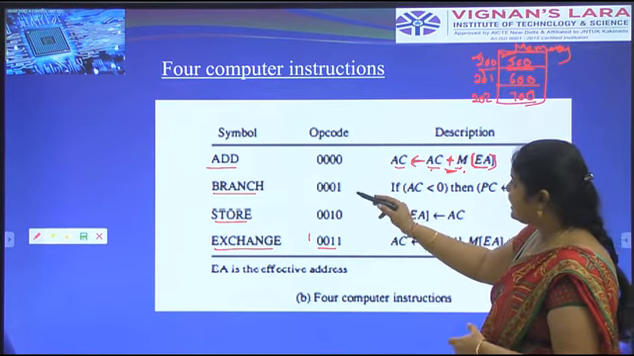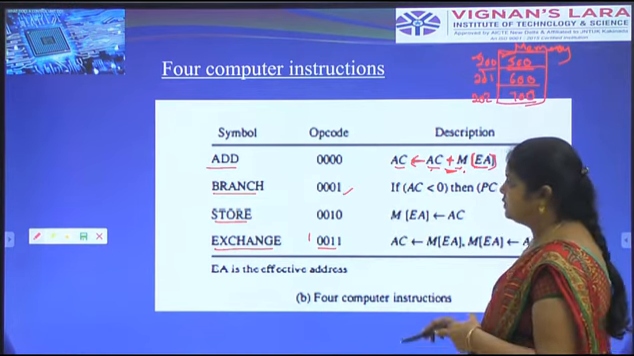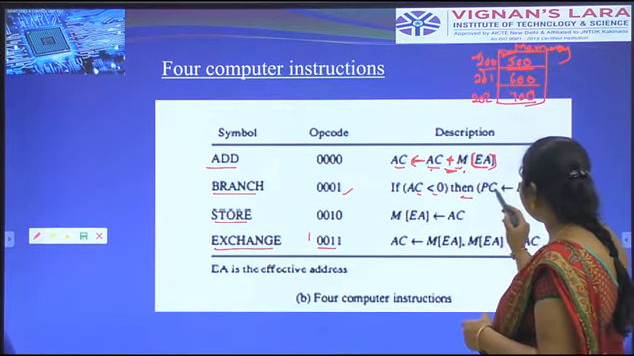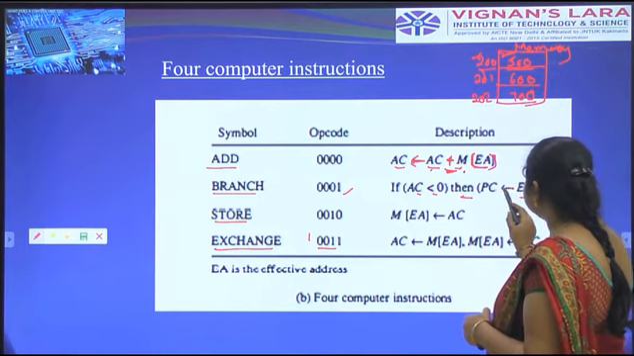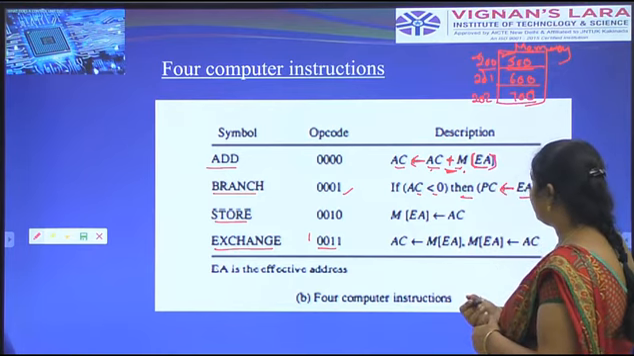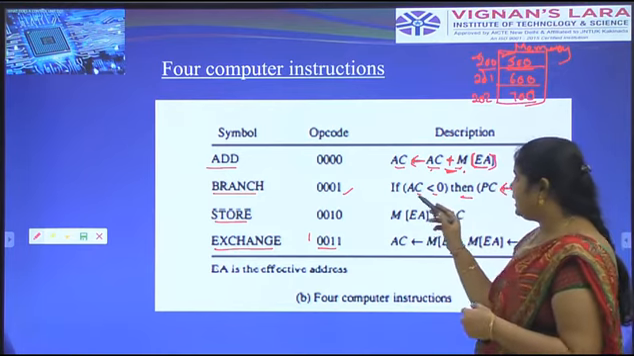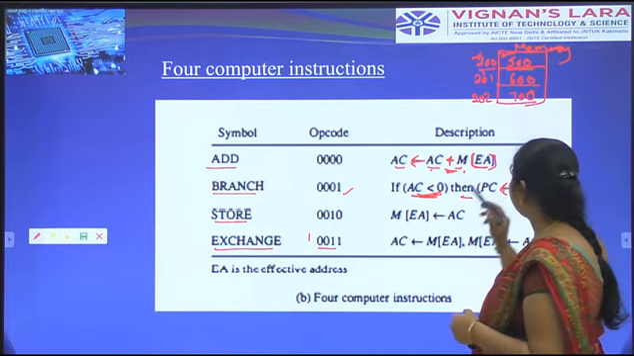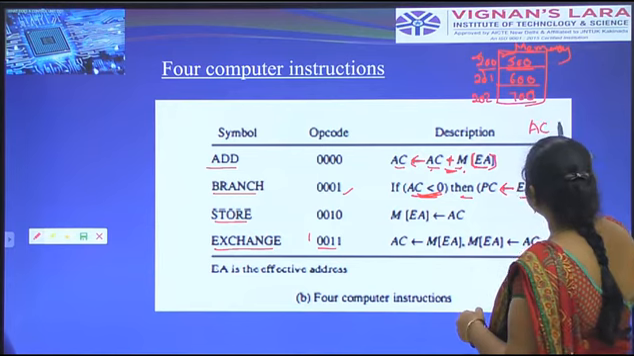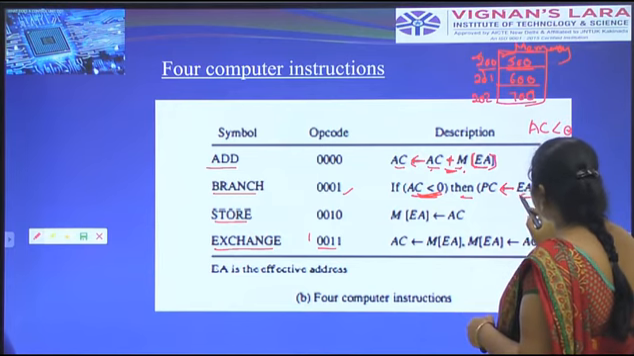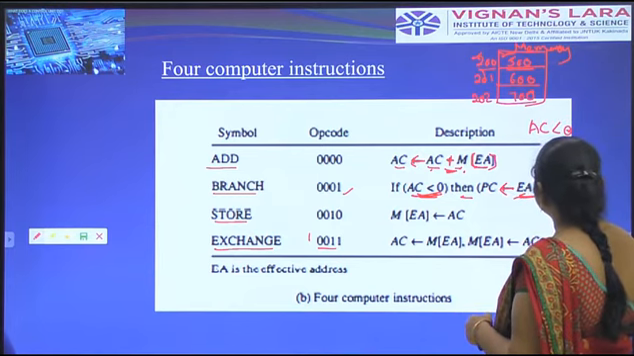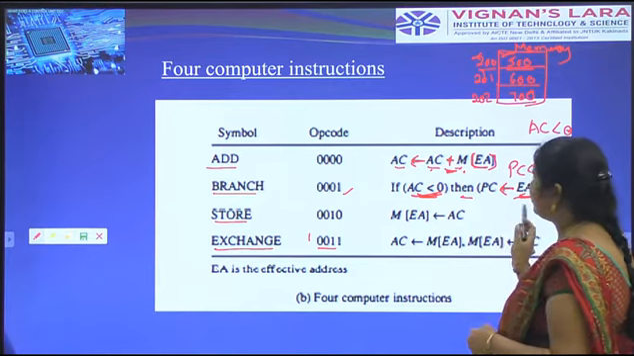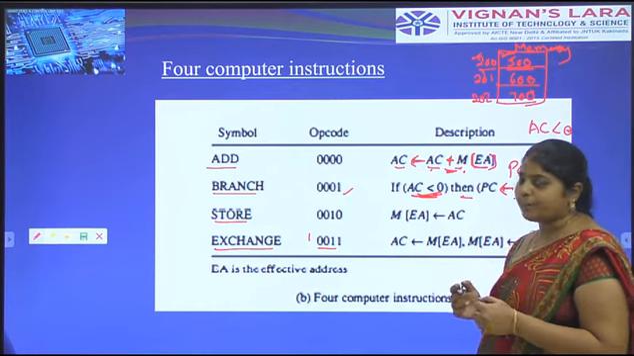Likewise, what is a branch? Here the opcode is 1001. Here we take the condition that the accumulator is less than 0. Then the effective address is transferred to the program counter. If the accumulator contains a value less than 0, then the effective address is transferred to the program counter.